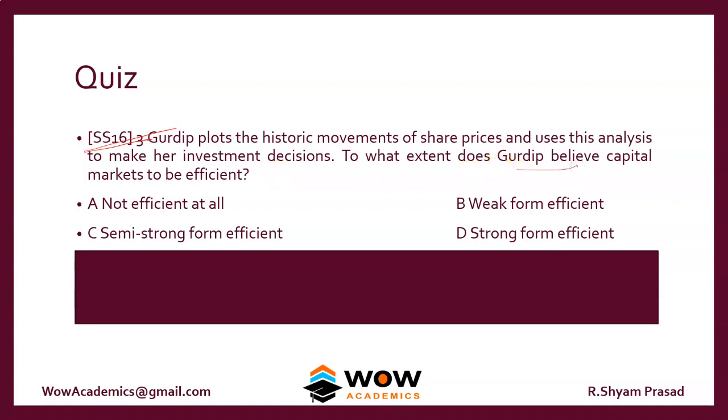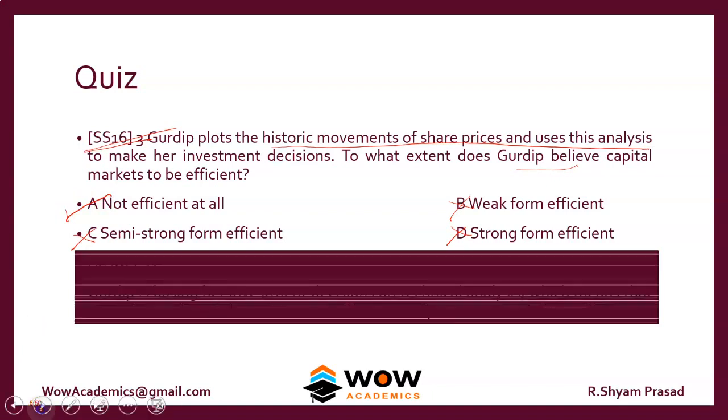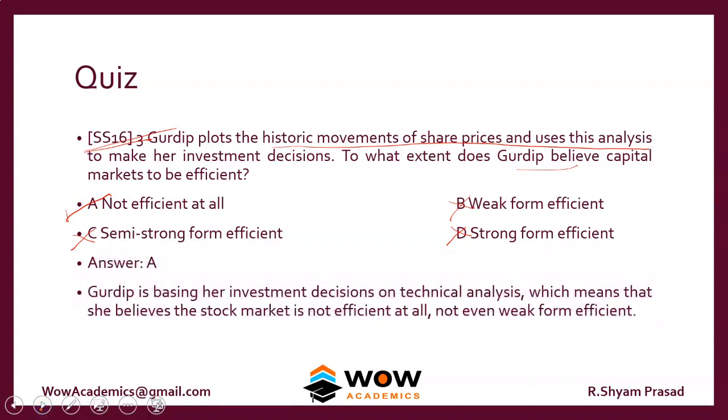So she is trying to use historical price movements and she wants to make money. So which of these is she trying to believe in? She is not at all believing in efficient markets. She believes that the market is not at all efficient. That's why she is trying to make money in the stock market. So A is the answer.